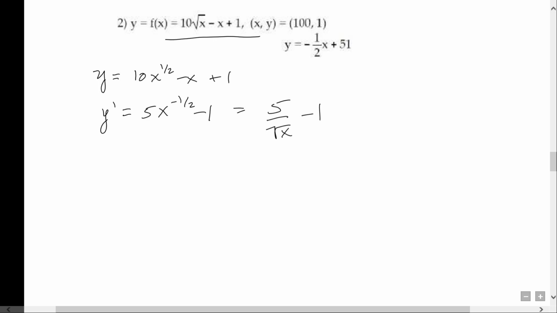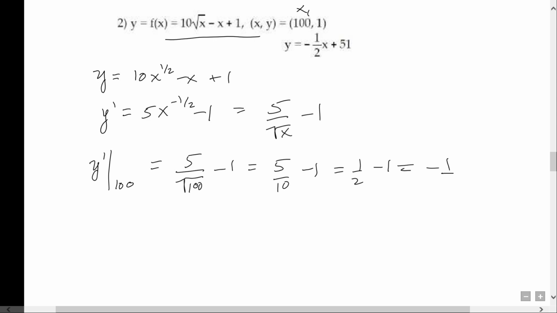And we want to calculate y prime at x1, which is 100 in this case. So that would be 5 over the square root of 100 minus 1 equal 5 over 10 minus 1, which of course is 1/2 minus 1 equal minus 1/2. So the slope of the tangent line is equal to minus 1/2.